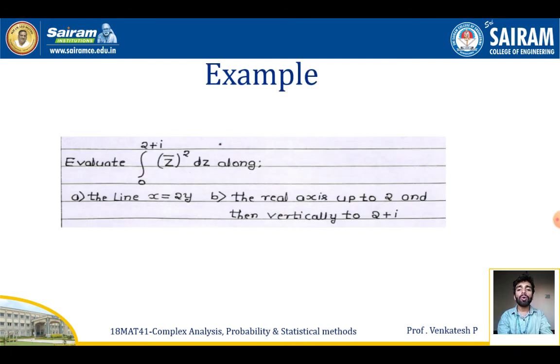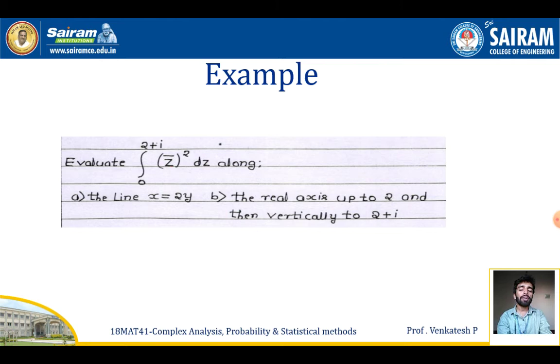Now we'll see one example related to the line integral. The problem is like this. Evaluate the integration from 0 to 2 plus i of the conjugate of z, whole squared, dz, along first the line x is equal to 2y, and second the real axis up to 2 and then vertically to 2 plus i.